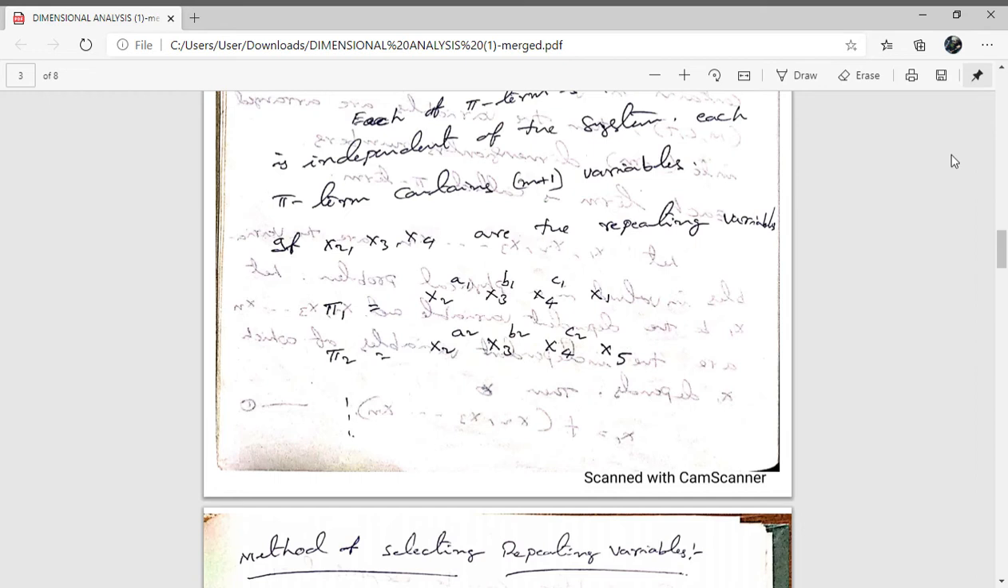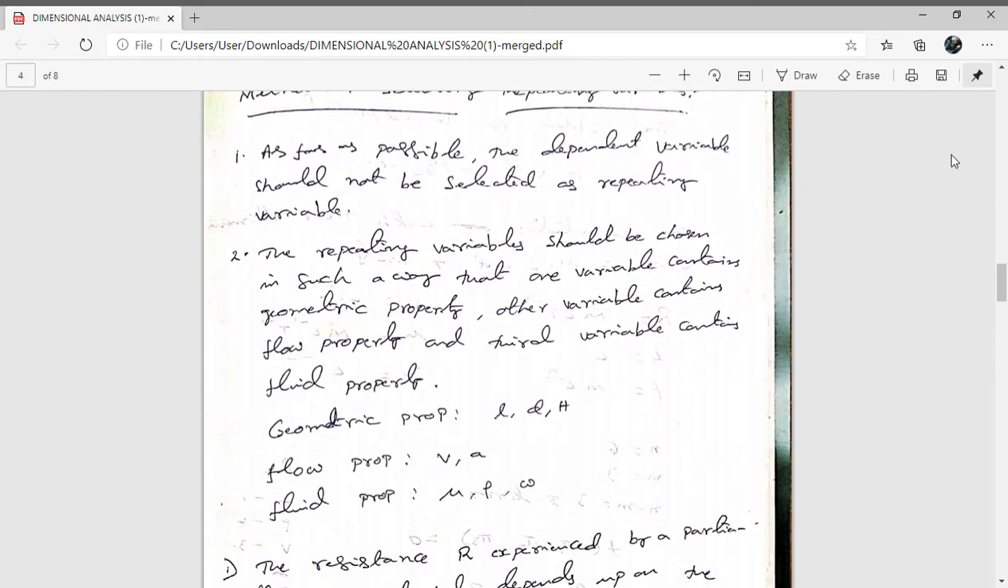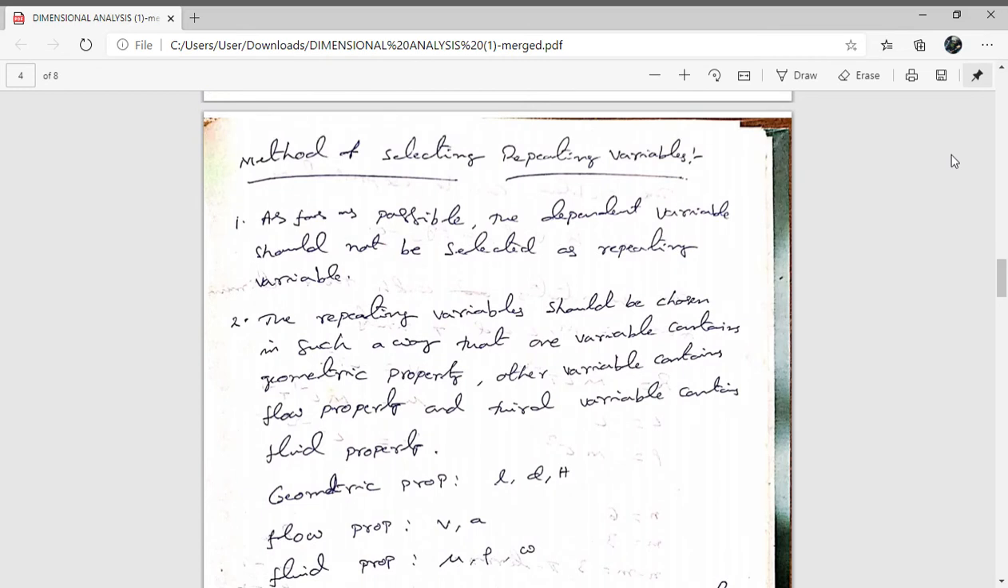So we have to find out a1, b1, c1, a2, b2, c2. That is one problem. And we should know how to select these repeating variables. For that, there is a method for selection of repeating variables.